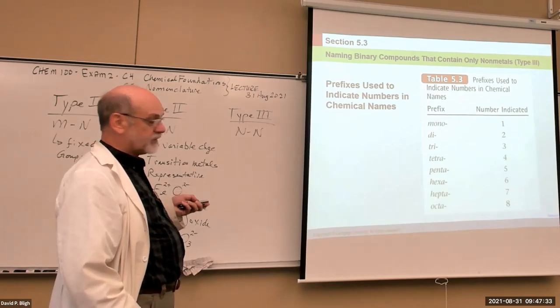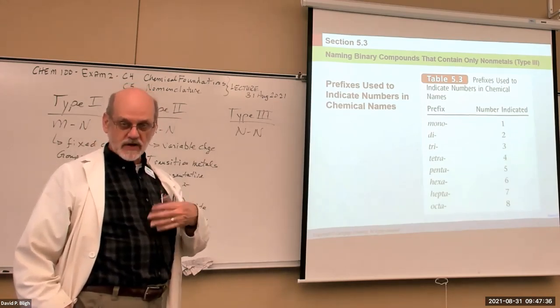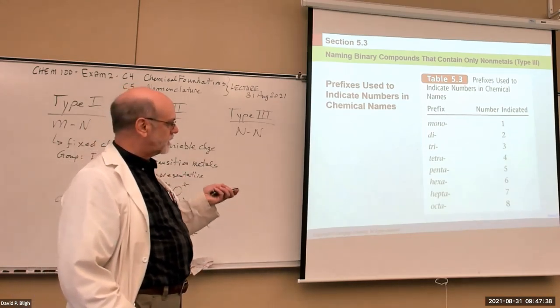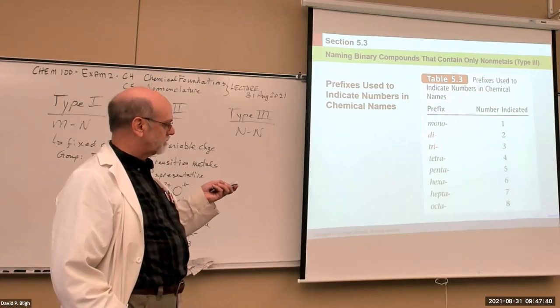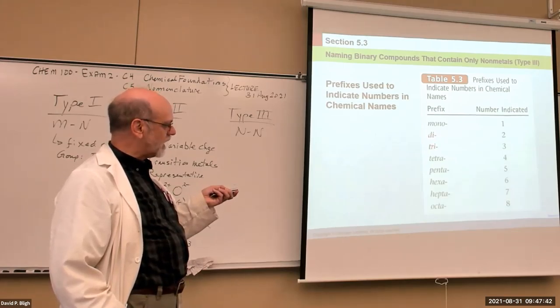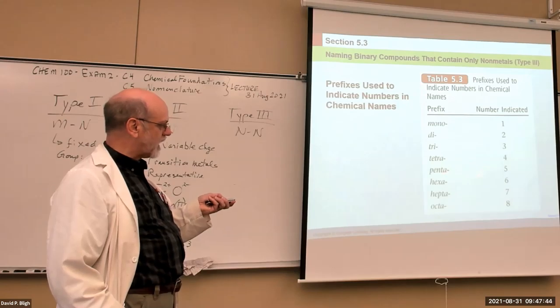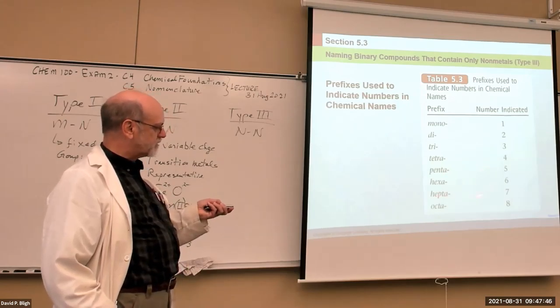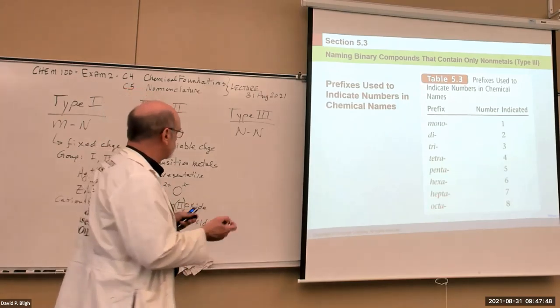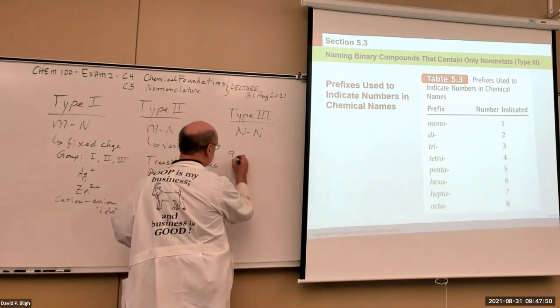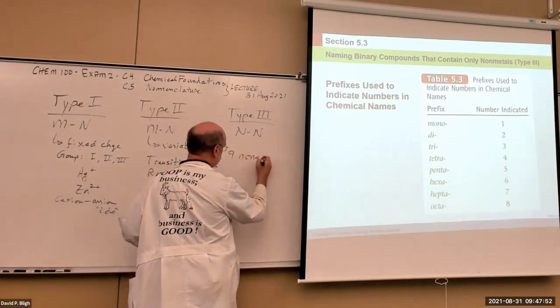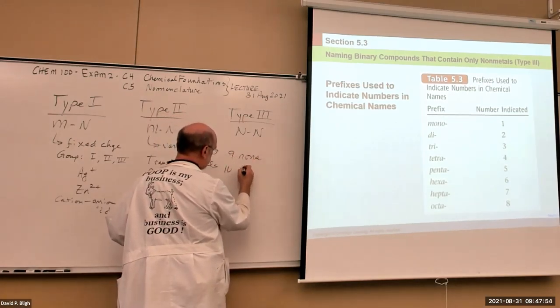But if you do have more than one in the first position, you have to prefix it with the number. So di is 2, tri, tetra is 4, penta is 5, hexa is 6, hepta, octa. They left out 2 of them. 9 is nona, and 10 is deca.